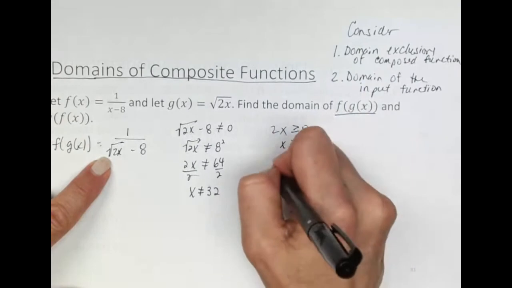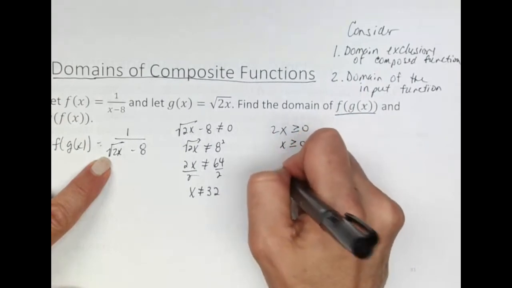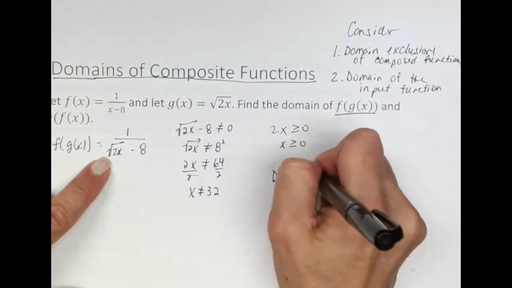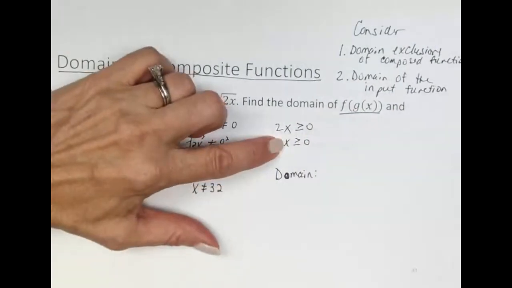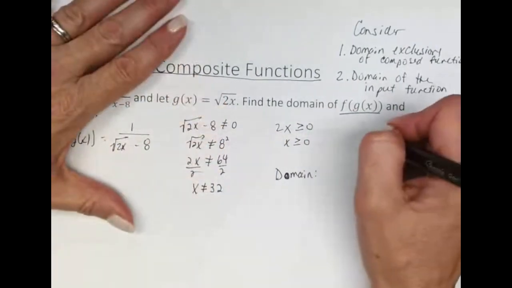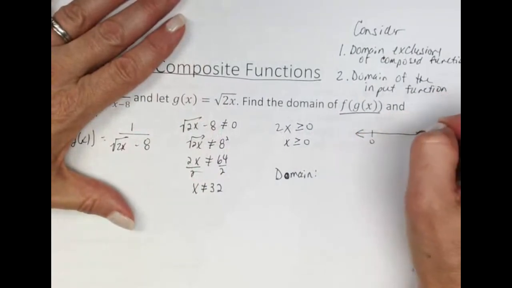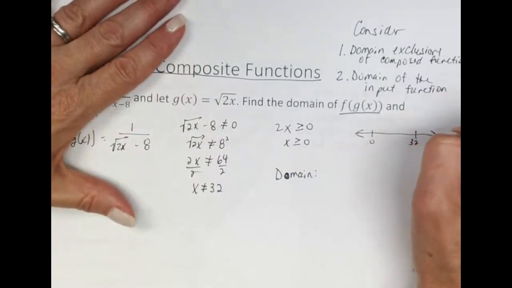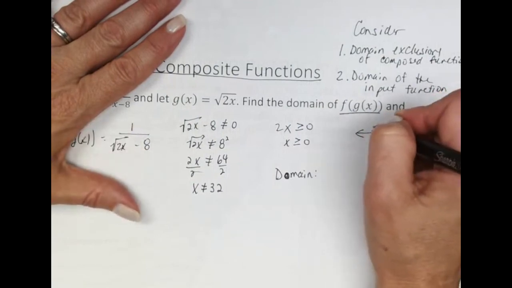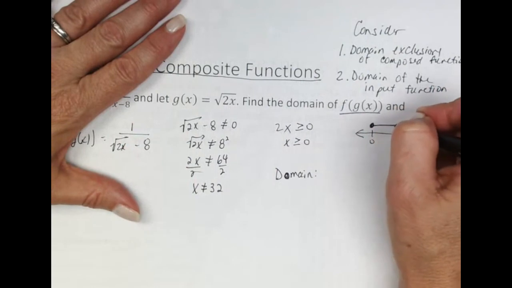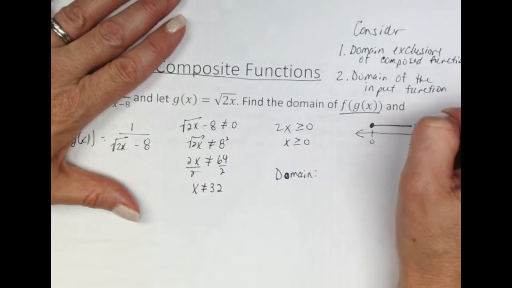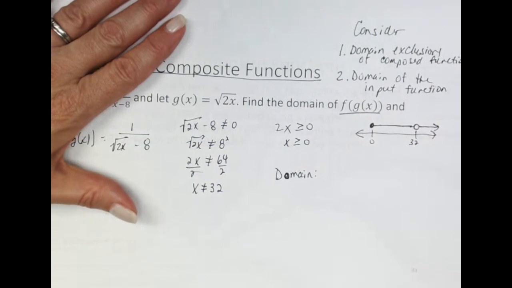So what does my domain then have to be? Well, it can't be 32, but it also has to be greater than or equal to 0. If I think about my number line, with 0 here and 32 there, anything greater than or equal to 0 is fine. That'd be a closed circle on the 0. But I've also got to exclude that 32, so I want an open circle right at 32. That's what the graph would look like.